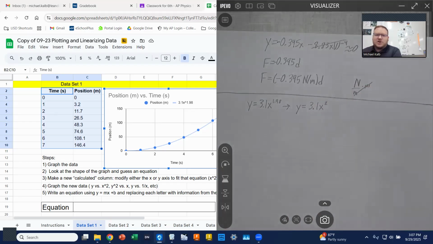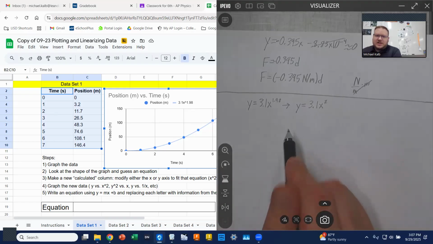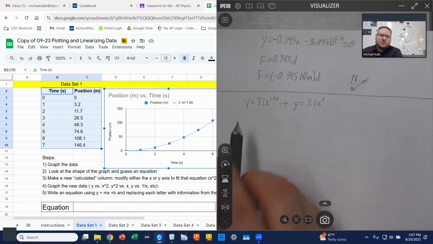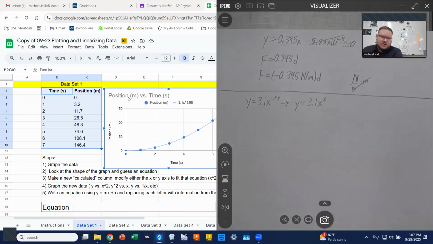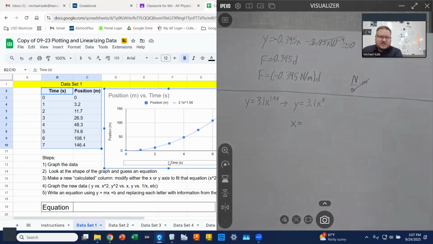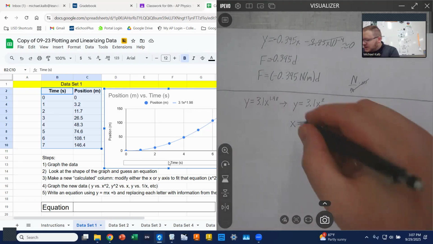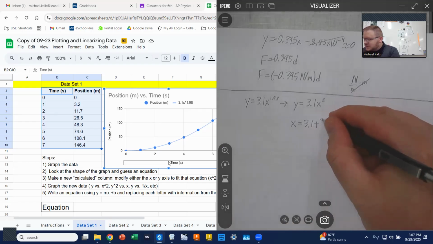So this is a quadratic relationship. Now, to linearize this, let's get the actual variables. Our equation may be this, but remember, our vertical axis is position and our horizontal axis is time. So we have x equals 3.1 t squared.